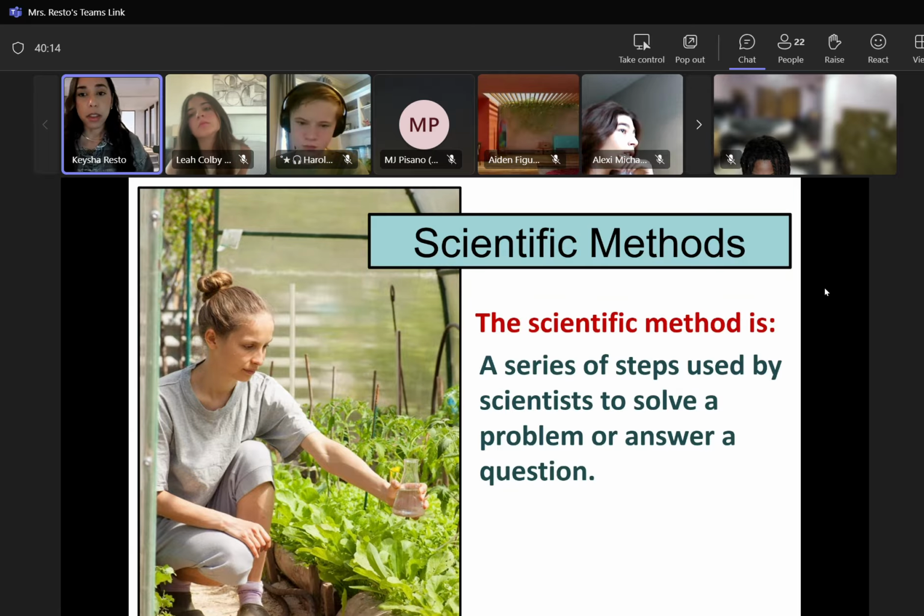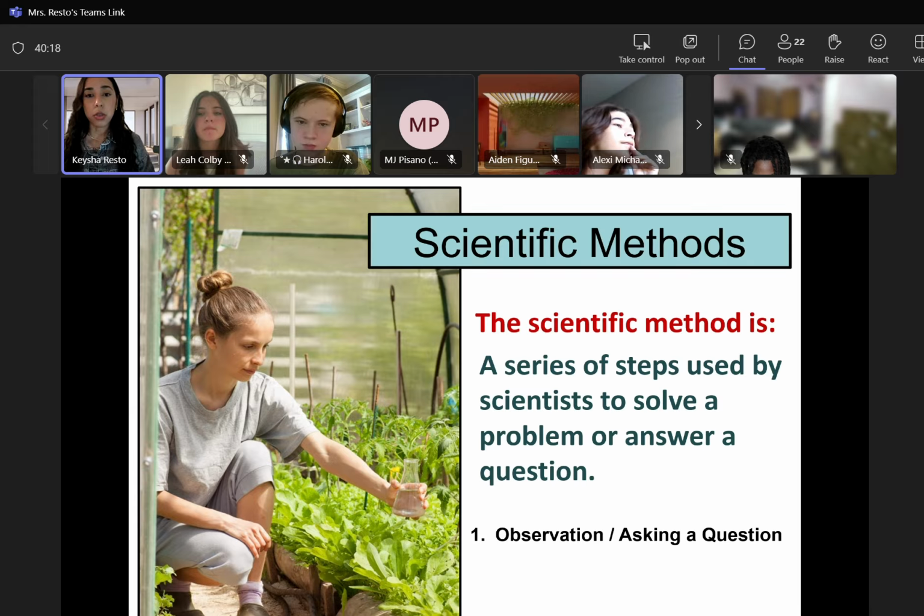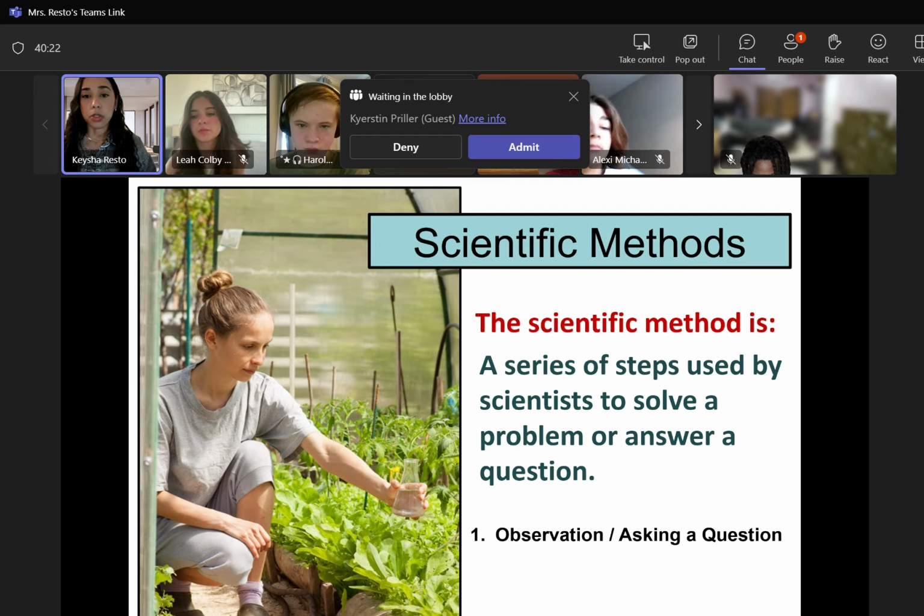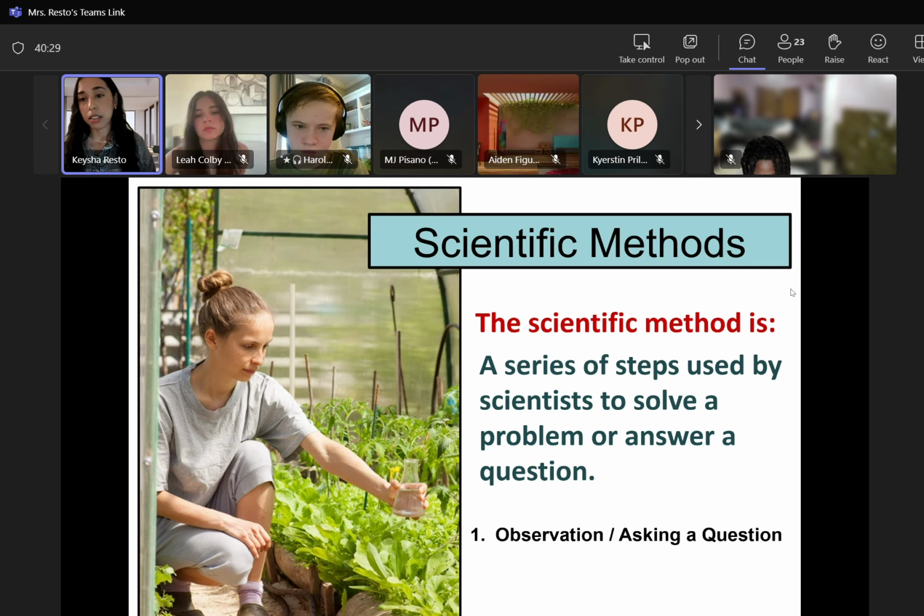So for the scientific method, you all share the steps. This is a way that everybody in the science field will use to test things. For example, pseudoscience. Pseudoscience, they don't use the scientific method. They don't follow any of these steps.